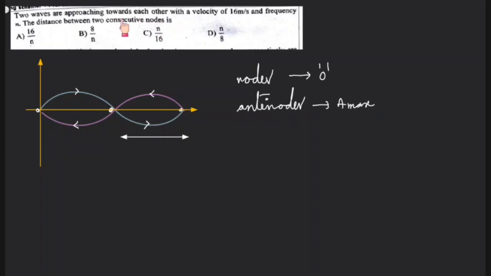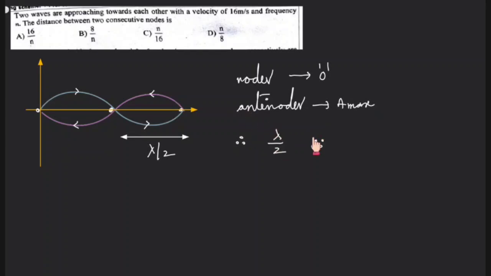So now he is asking the distance between consecutive nodes. So the distance between consecutive nodes, this distance, will be equal to lambda by 2, right? Therefore the answer is lambda by 2.